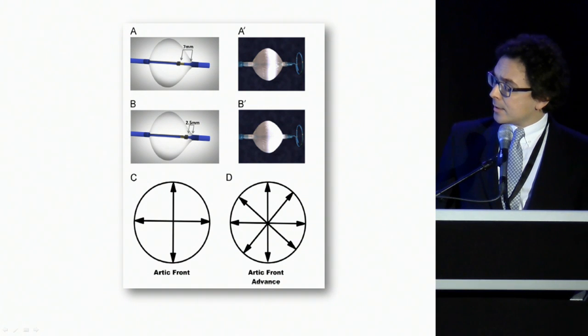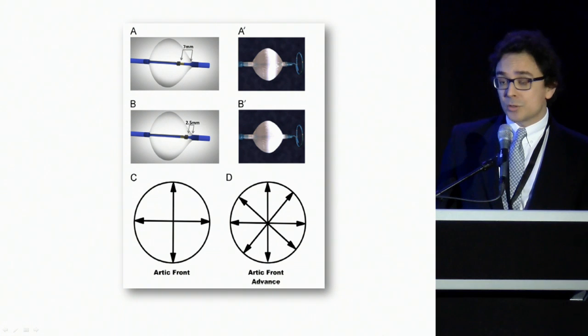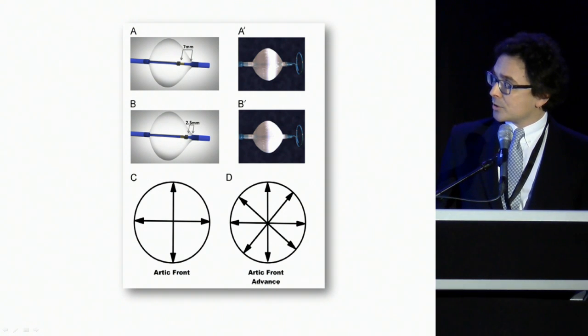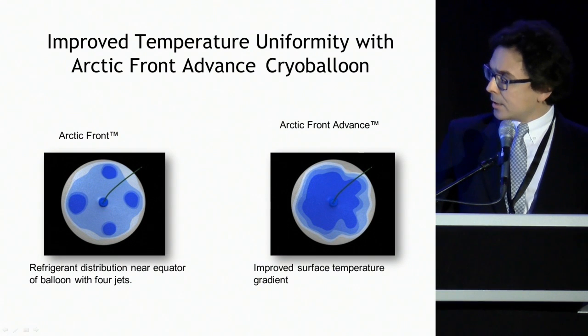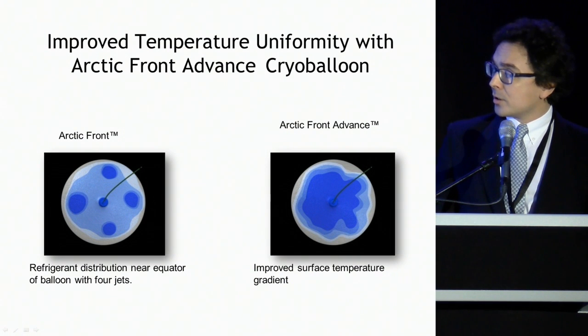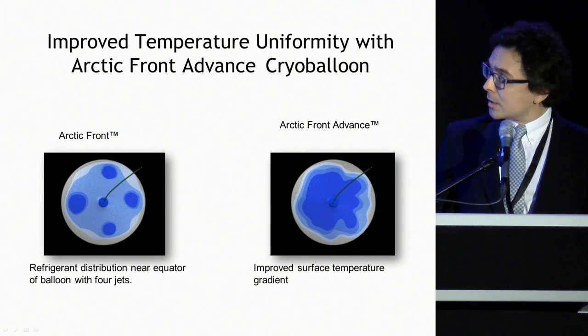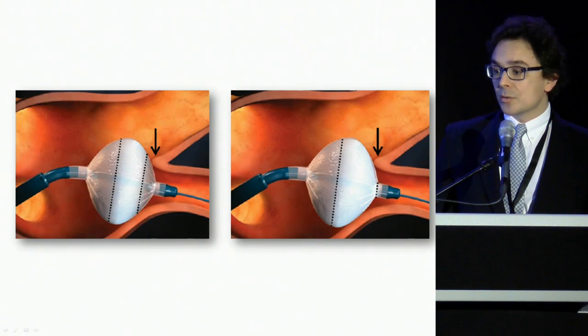Moreover, if you look at a transversal cut of both balloons, what you can see are the jets that are positioned on the catheter itself and are irrigating cryorefrigerant, which have been doubled in order to offer a more homogeneous freeze on the balloon surface. This is cryothermal paper. You can clearly see the difference between both images, whereas the deep blue corresponds to the coldest areas on the surface of the balloon. And as you can see, you have 4 areas with the first generation cryoballoon versus a much more homogeneous image with the Arctic Front Advance, the second generation cryoballoon.